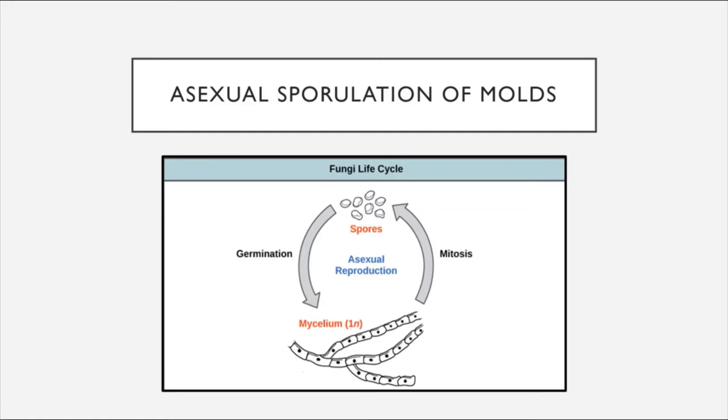Asexual sporulation is much simpler than sexual sporulation, because it simply involves the mycelium generating spores directly, and then those spores germinating into new mycelia. Now, this mode of asexual reproduction, of course, does not introduce any genetic diversity, because these spores will be a genetic clone of the cell that they were derived from in the hypha, and when they germinate, the mycelium that they give rise to will be a genetic clone of the spore. So asexual sporulation is simpler and faster, but it doesn't produce genetic diversity the way that sexual sporulation does.